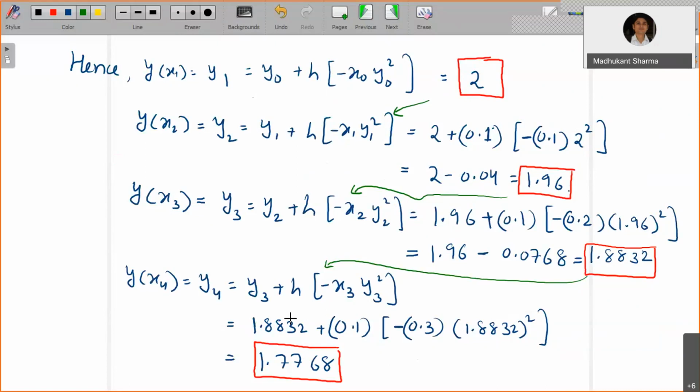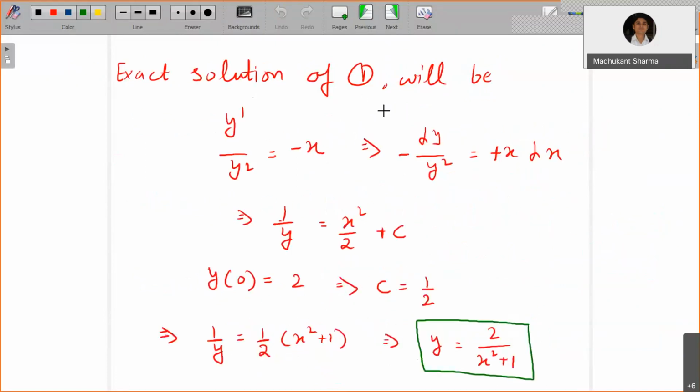Now the exact solution of the given equation can be obtained by using the variable separable method. Because y dash equals minus x y square, you arrange dy with the function of y, and dx with x, and integrate both sides. Then the initial condition y at 0 equals 2 implies c equals 1 by 2. Replace c equals half. So the y value is 2 by x square plus 1. That is going to be the exact solution.